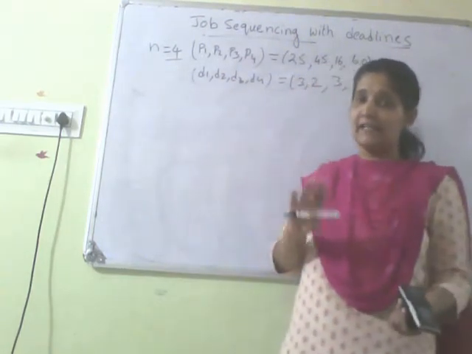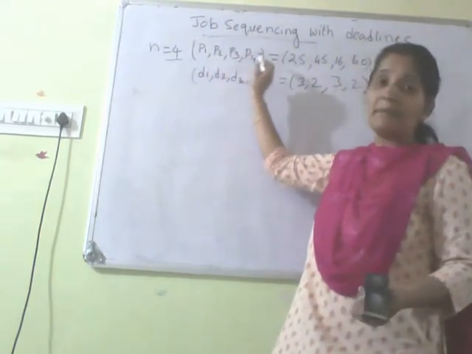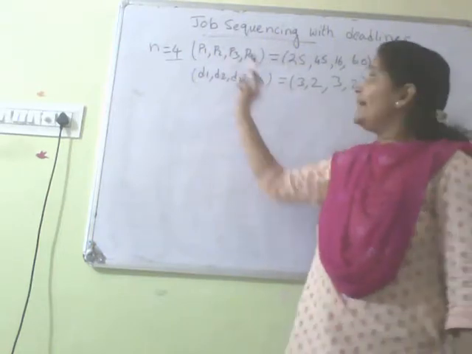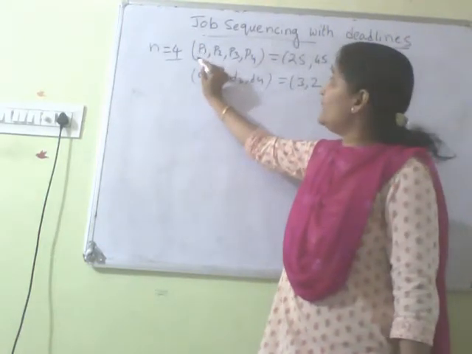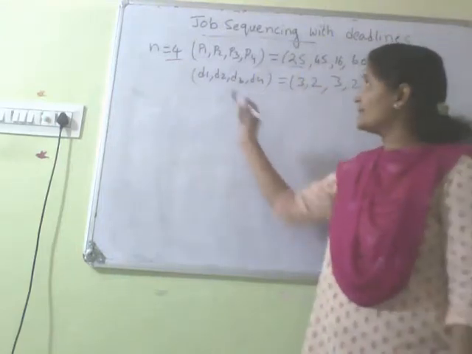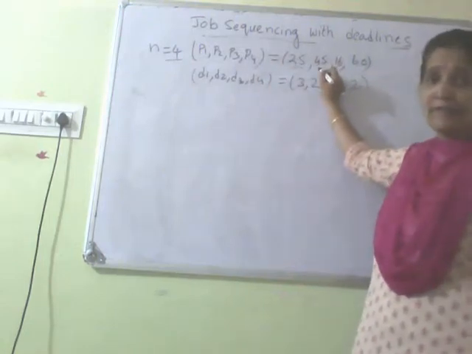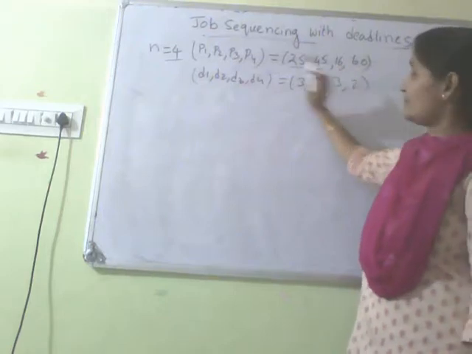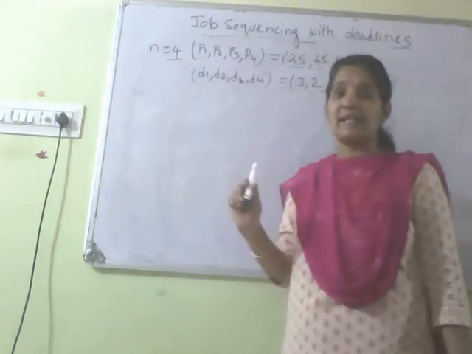4 jobs are given, and P1, P2, P3, P4 are the profits. The profits are given. If you complete the first job, we will get a profit of 25 rupees. I'll take the units as rupees here. And if you complete the second job, we will get a profit of 45 rupees. Third job, 16 rupees. Fourth job, 60 rupees. In this way, the profits are given.